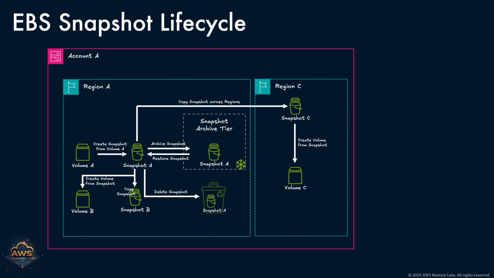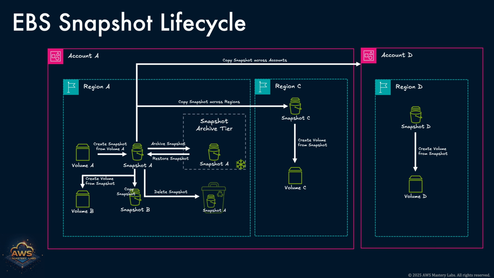Migration, moving workloads to a different region for cost optimization, regulatory compliance, or performance reasons. Disaster recovery, maintaining backup snapshots in a separate region ensures you can quickly restore operations if the original region experiences an outage. By enabling regional snapshot copies, AWS enhances both the resilience and portability of your cloud infrastructure.